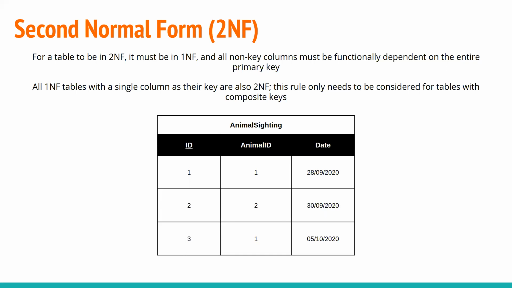But you can see that this is a good solution because now animal ID is functionally dependent on ID and date is functionally dependent on ID.